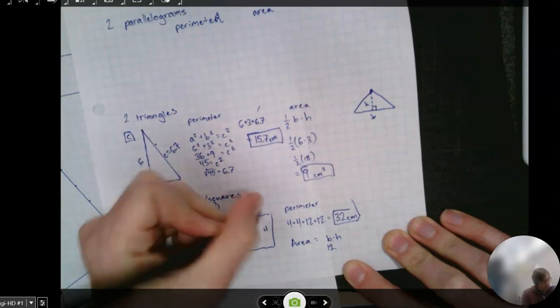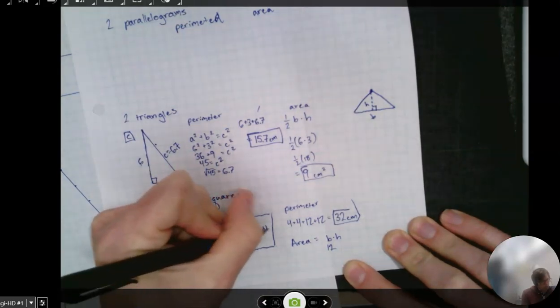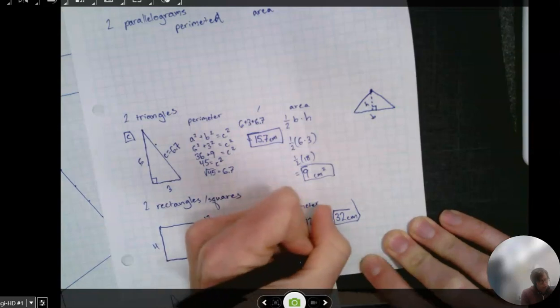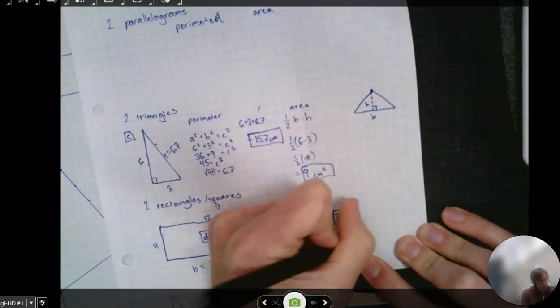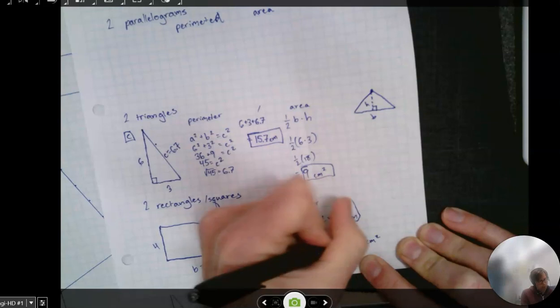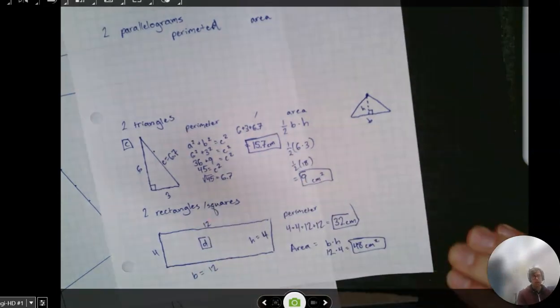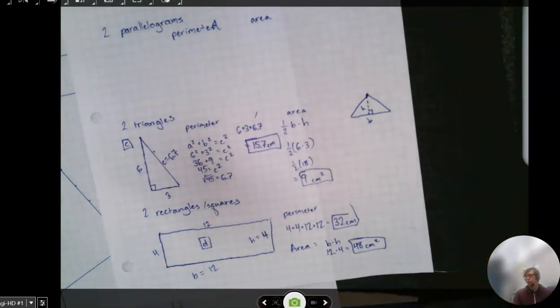Base equals 12. Height equals 4. 12 times 4 equals 48 centimeters squared. And that one's done. Again, you're responsible for 2 of these.